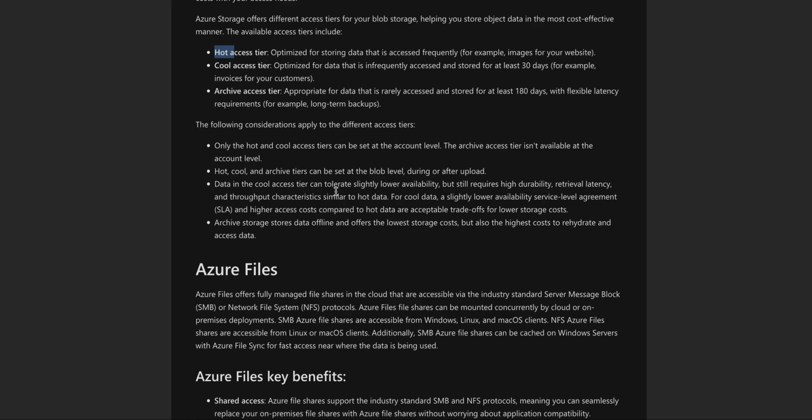And the last one is archive storage. It stores data offline and offers the lowest storage cost, and this is really important, but also the highest cost to rehydrate and access data. Right. So hot offers the lowest cost to access data because you're accessing it frequently, right? But when you're talking about long-term storage, that is archive storage.